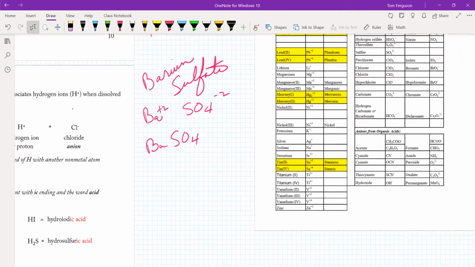What if we have sodium sulfate? Well, sodium is Na. You just look that up. That's +1.